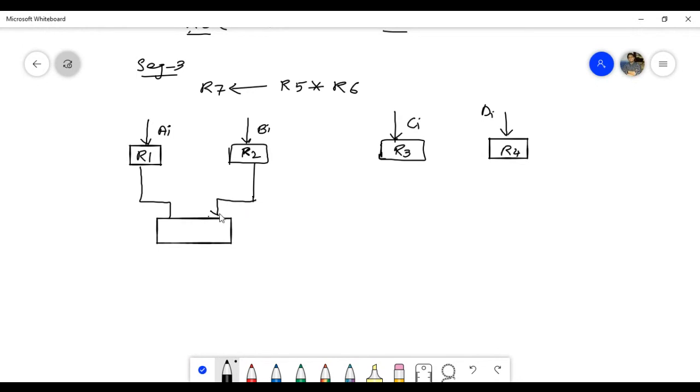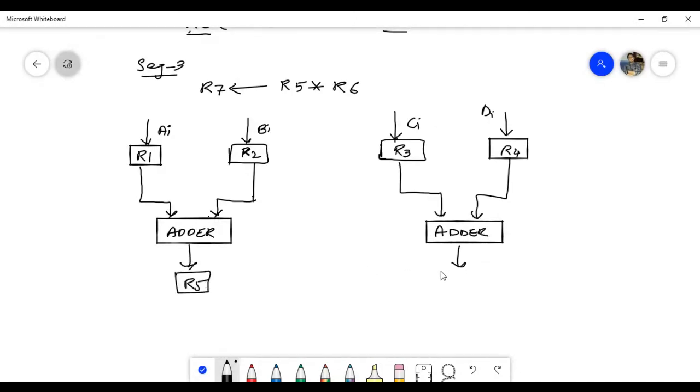So here we have to use an adder, and here also we have to use an adder, and the result.